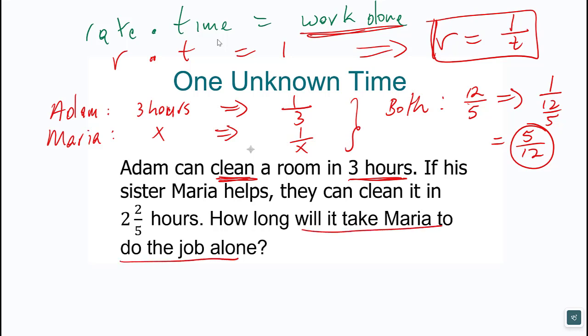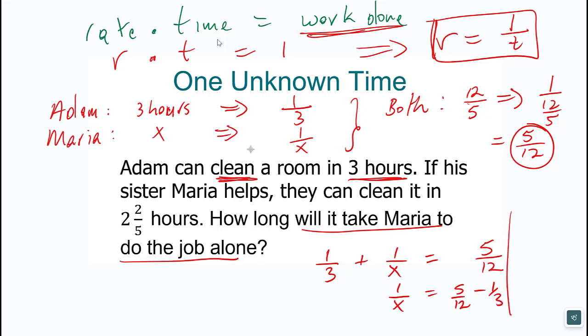So the question now is asking us how long Maria working by herself will take to complete this job. This is pretty straightforward using the rates for each. I'm going to add the rate for Adam plus the rate for Maria, which we don't know, so let's call it 1 over X, and that's simply going to be equal to 5 over 12. To solve for X, this is going to be 1 over X equal to 5 over 12 minus a third.